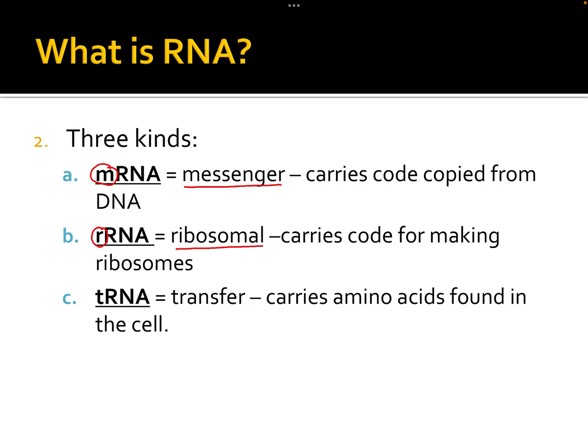Then there's ribosomal RNA. We talked about organelles a while back, and ribosomes are the places for making proteins. We saw that with our cells unit, that ribosomes are where the proteins are made. So ribosomal RNA is actually in charge of making the ribosome, and that's where the proteins are made. And then transfer RNA is kind of a helper molecule. It's carrying amino acids found in the cell to make the growing protein chain. So it's transferring amino acids to the strand. We will see all three of these, and again, the difference is the M, the R, and the T for the three different varieties of RNA.